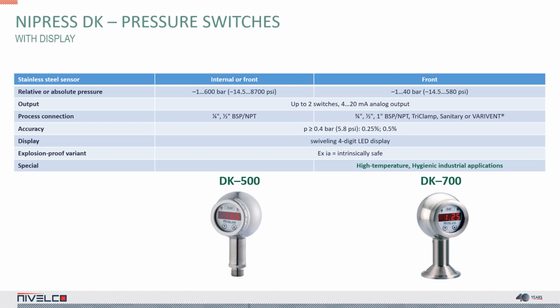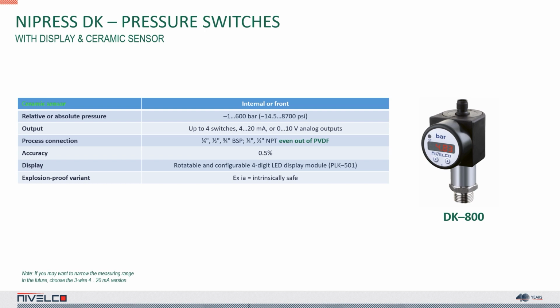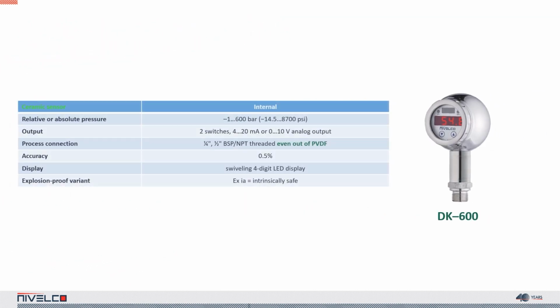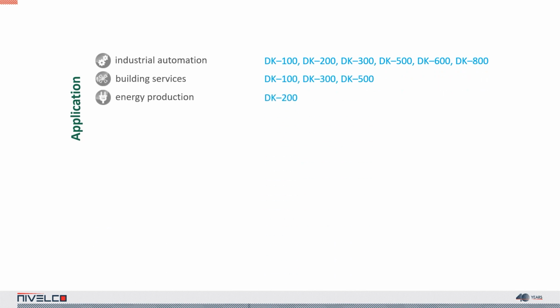The DK500 and DK700 are industrial devices with a robust stainless steel housing. They're the tougher alternatives to the DK300 and 400. The DK800 is a general-purpose device with a ceramic sensor and a PVDF process connection for corrosive media. The DK600 is the robust industrial alternative to the DK800. It has a stainless steel housing and an intrinsically safe variant. This chart sorts the devices by application and media.